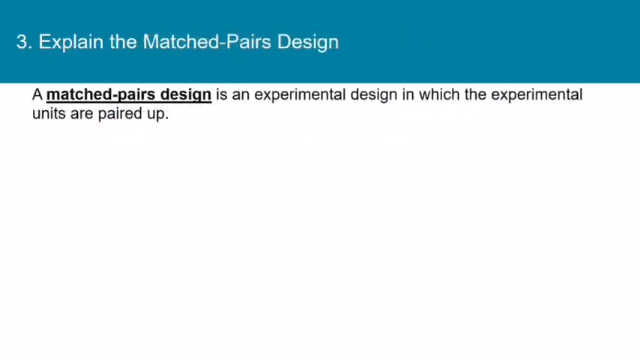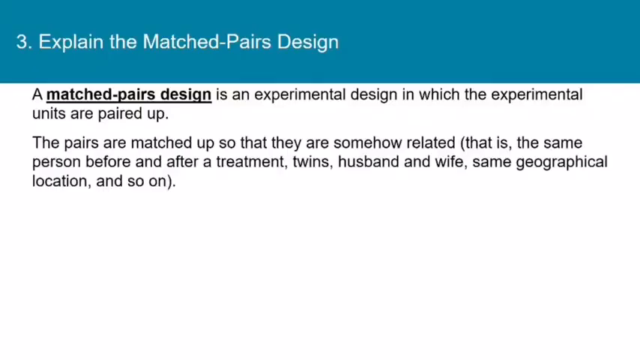Okay, now let's talk a little bit about matched pairs design. Matched pairs design is an experimental design in which the experimental units are paired up. The pairs are matched up so that they're somehow related. That is, you measure one person before treatment and after treatment. That would be a pair. Or you do the experiment on twins, where one twin is a control and the other twin receives treatment. Or you use a husband and wife. Or you have 2 similar people in the same geographical location. There are lots of different ways to do it, but these are just some obvious ones.